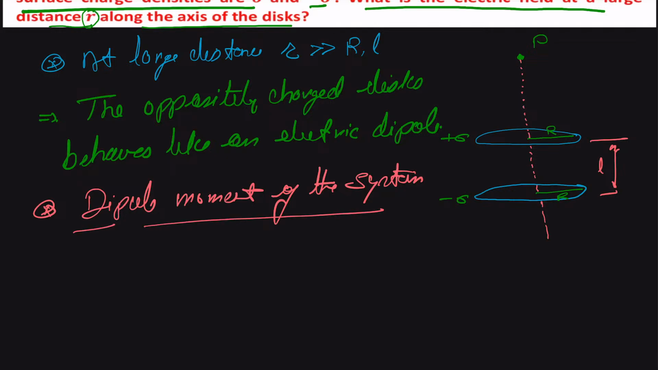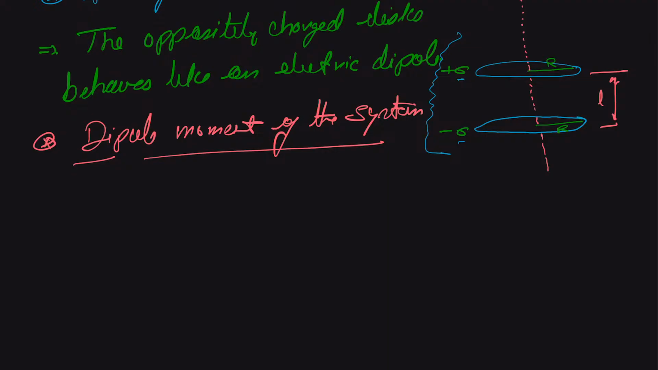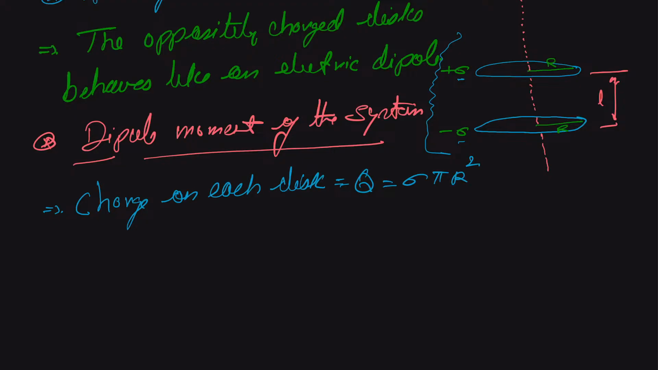And for the dipole moment of the system we need to find out the charge. The charge density is the same; one is positive, the other one is negative, but the magnitude of the charge density given to us is the same. Therefore, we can write that the charge on each disk, let us suppose that is our Q, will be equal to sigma times pi r square.